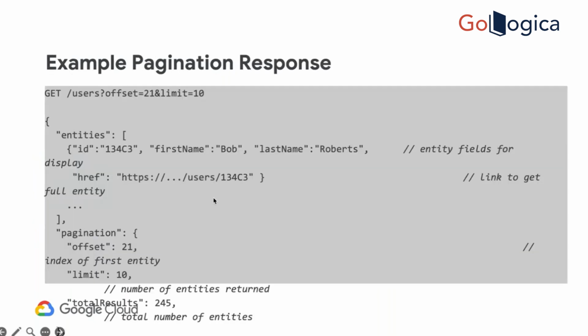Here in pagination, here is one example. Someone is calling this user API with offset 21 and limit 10, meaning 21 to 30, and you are getting the entities. You only get the ID, first name, last name, that's it. Then, if someone wants to read the full user data, they can parse this href and call this API to get the full entity. That's how you get the list of entities.